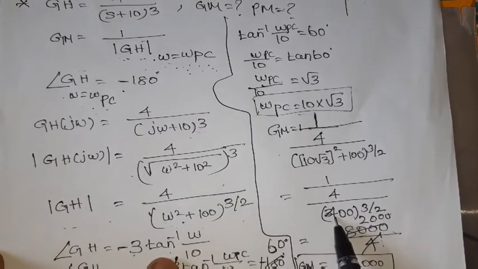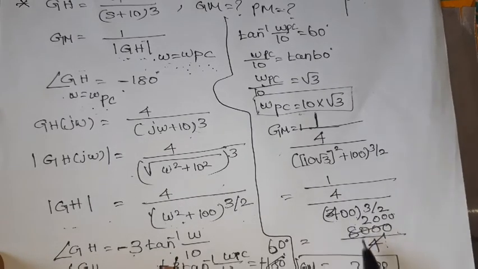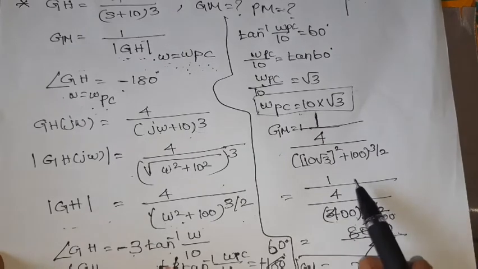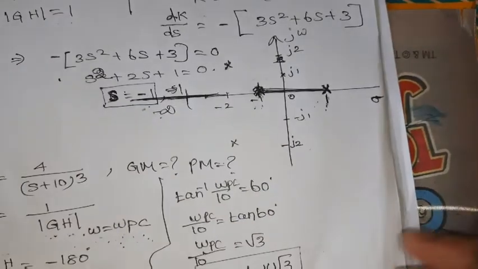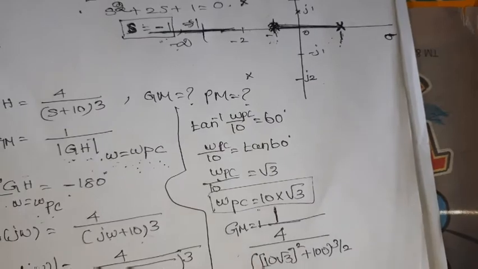Taking the square root of 8400, what will we get? 20. 20 cubed is nothing but 8000. 8000 will go to the numerator. 8000 divided by 4. When we solve, we will get the gain margin as 2000. Next, move on to the phase margin. This is the gain margin formula.